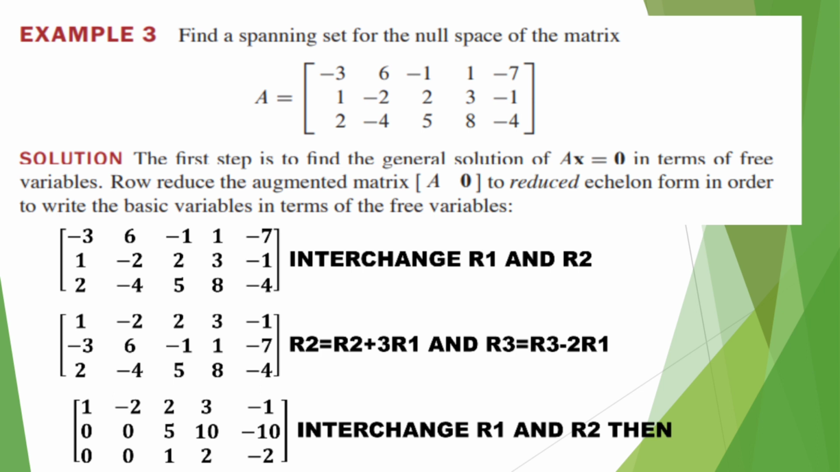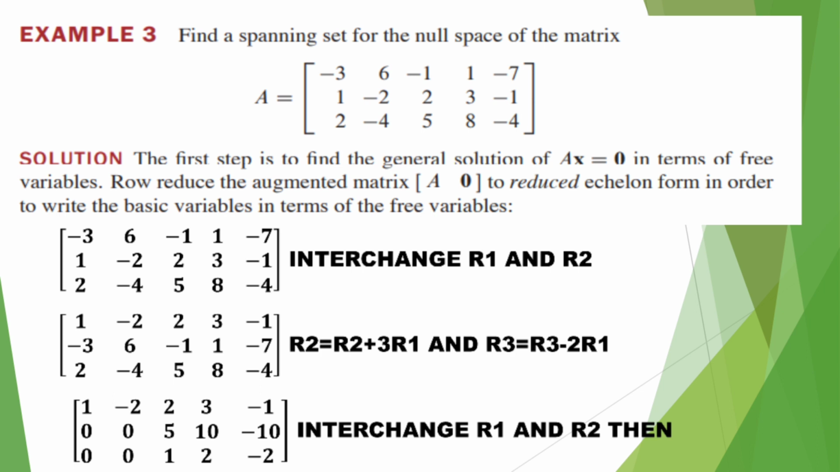Then we obtain 1, minus 2, 2, 3, minus 1, minus 3. So here 1 is there. By using this one we make the minus 3 and the 2 elements zeros. So here the operations are R2 becomes minus 3 plus 3 R1, and for 2, it is 2 minus 2 R1. So now we get the matrix 1, minus 2, 2, 3, and so on.